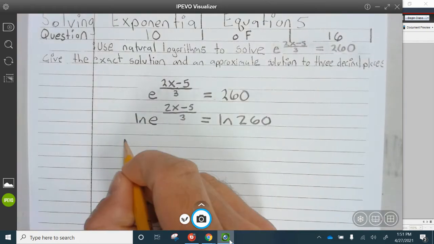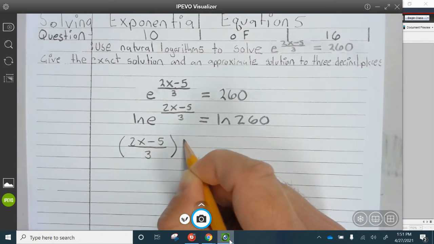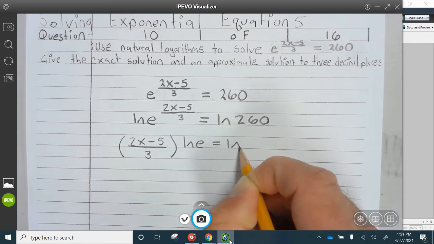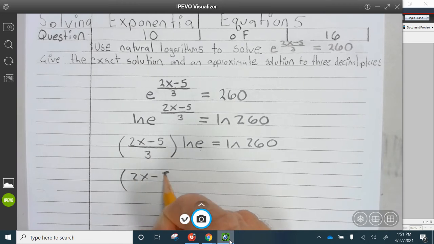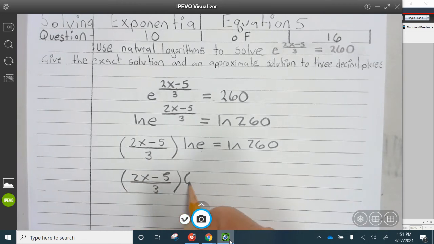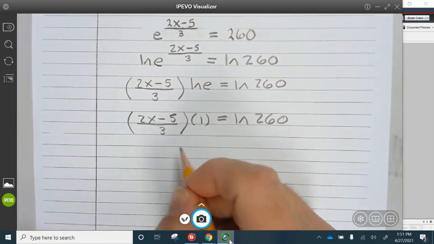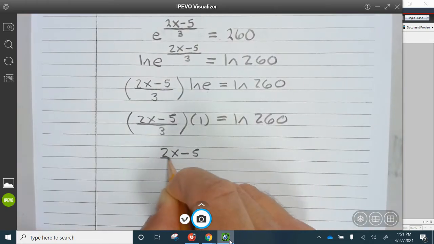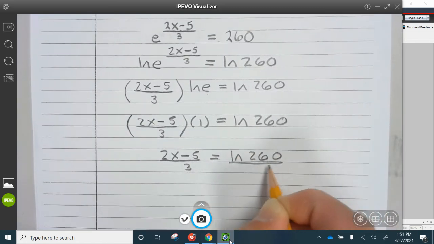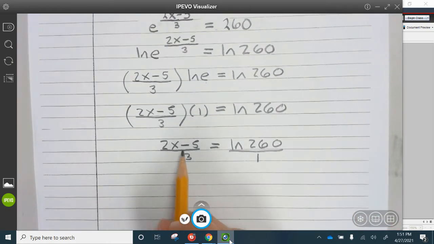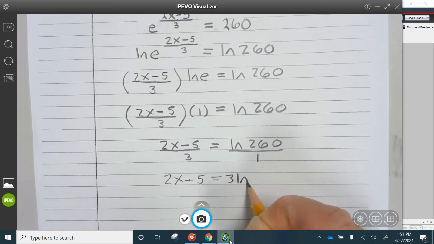Okay, this goes to the front, so that's (2x - 5)/3 times natural log of e equals natural log of 260. This becomes 1, so then that's (2x - 5)/3 times 1 equals natural log of 260, which just leaves (2x - 5)/3 equals natural log of 260 divided by 1. So then we cross multiply. So (2x - 5) times 1 is 2x - 5 equals 3 times natural log of 260.